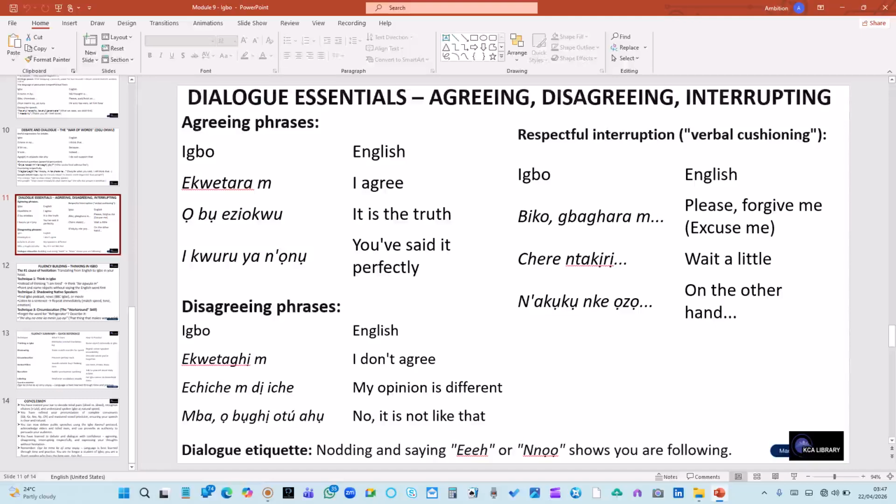Now when you want to disagree with somebody, you say ekweteghị m, which means I don't agree. You may also say echiche m dị iche, which means my opinion is different. The Igbo people will also say mba ọ bụghị otu ahụ, which means no, it is not like that. Now the dialogue etiquette here is that nodding and saying a or no shows you are following.